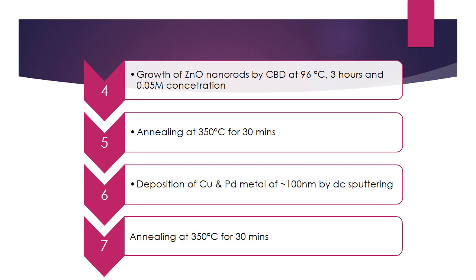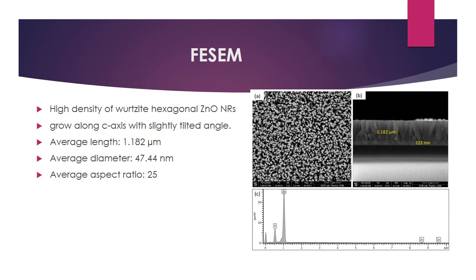The annealing process is carried out after chemical bath deposition at 350 degrees Celsius for 30 minutes. And then a metal contact of around 100 nanometers is deposited on top of the zinc oxide nanorods by DC sputtering. Finally, the sample is again annealed at 350 degrees Celsius for 30 minutes. The fabricated device is then characterized by FESEM, EDX, XRD, UV-vis spectroscopy, and an IV test.